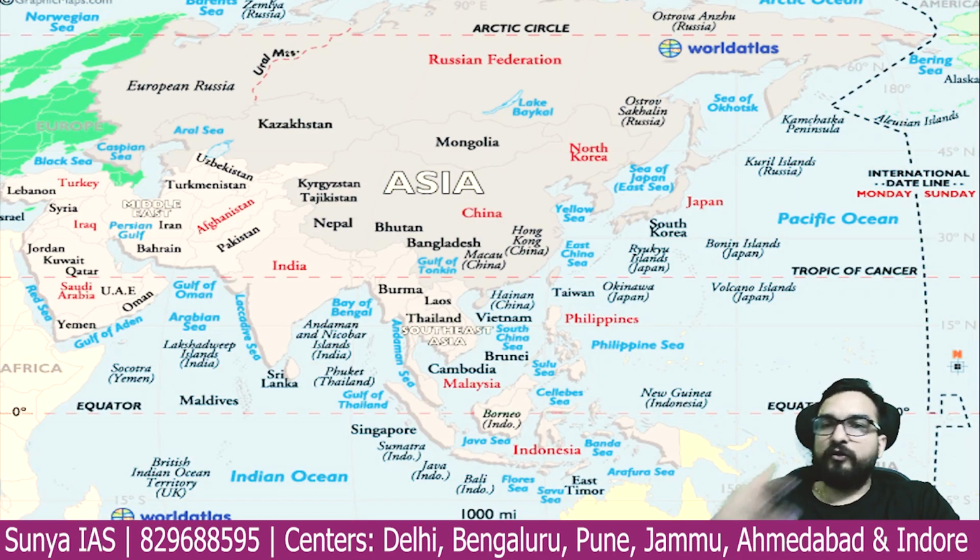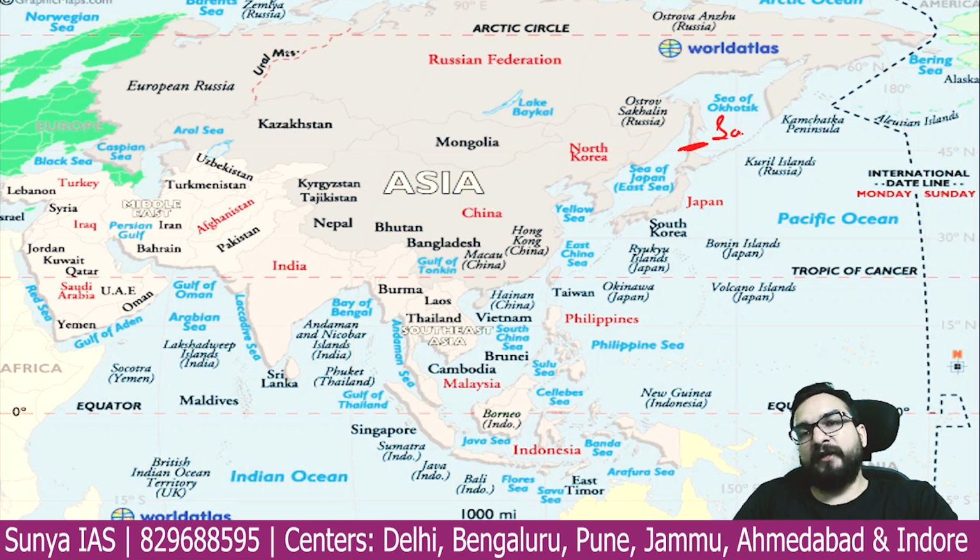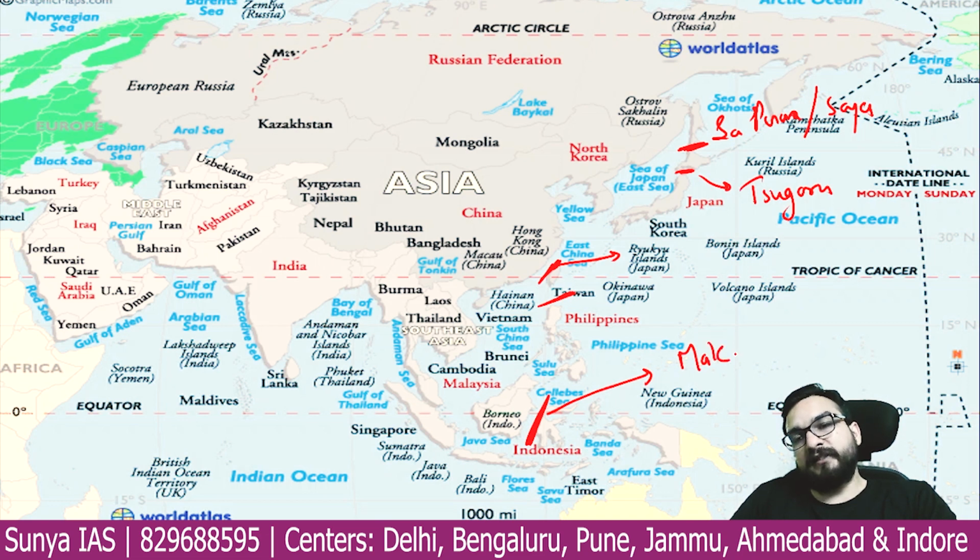Can you tell me about this particular map? Over here, Russia and Japan are separated by La Perouse, also known as Soya. Then Hokkaido and Honshu are separated by Tsugaru. Then Taiwan is separated by the Formosa, Taiwan Strait, Luzon Strait. Then over here, one important strait, Sulawesi and Borneo, is basically the Makassar Strait.